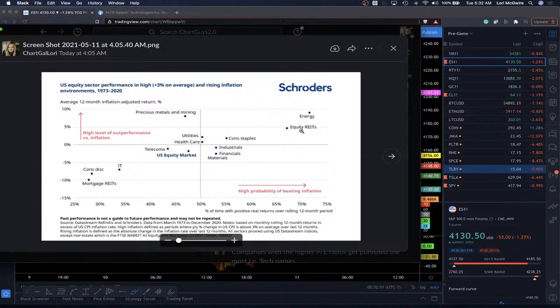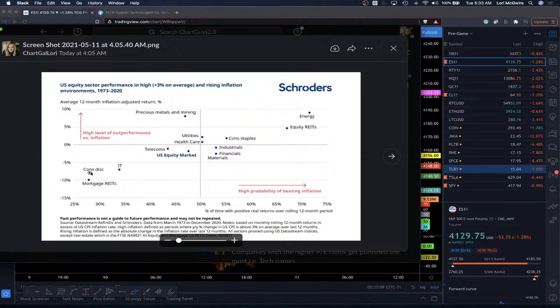Now differentiate between equity REITs and mortgage REITs. Mortgage REITs is this bottom left quadrant. These are the worst performers as part of inflation. So we have two different REIT sectors, equity REITs and mortgage REITs. That's differentiation. Mortgage REITs don't do so well.